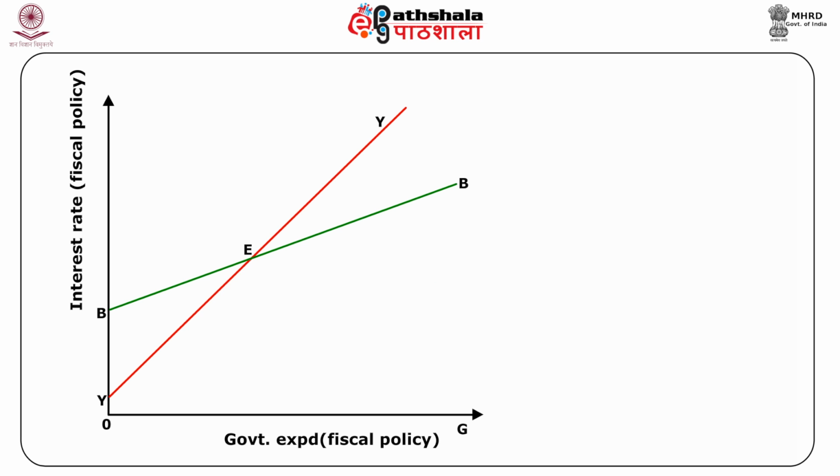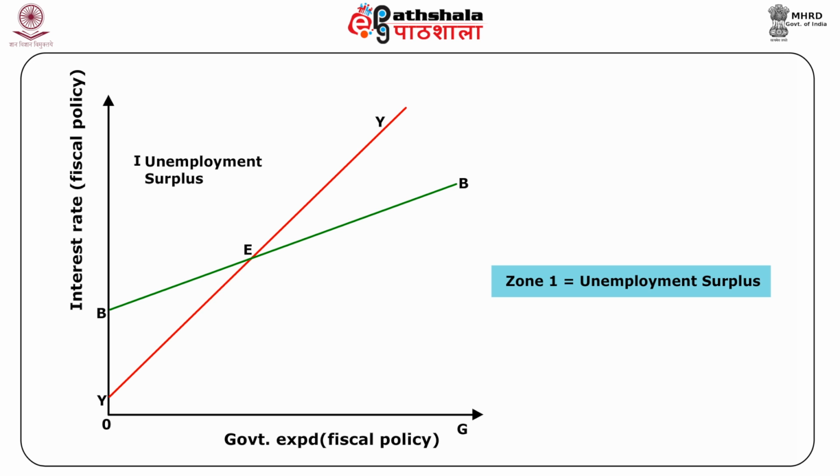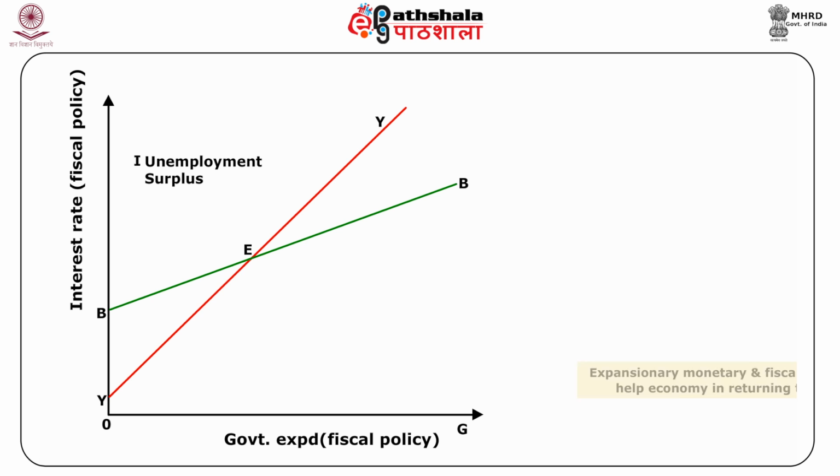Zone 1. Zone 1 represents a case of unemployment surplus because if we are at any point in this zone, as shown in the figure, we are left to both YY line and BB line. An expansionary monetary and fiscal policy will help the economy in returning to point E.